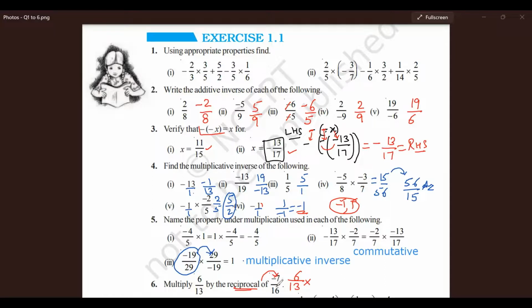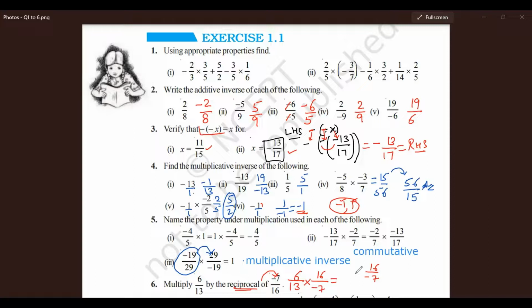So reciprocal of minus 7 by 16. First, you will write the line as reciprocal of minus 7 by 16 is equal to 16 upon minus 7. Now, according to the question, 6 by 13 multiplied by this number, by the reciprocal. Now, you just have to multiply and write the answer over here.